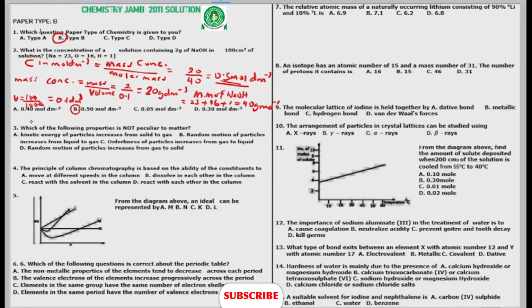Now look at this question here. Which of the following properties is not peculiar to matter? Kinetic energy of particles increases from solid to gas. We are talking about the properties of the individual states of matter. So if you want to understand this question and get it right, you need to understand the individual properties of solid, liquid and gas, because these are the 3 states of matter that we have.